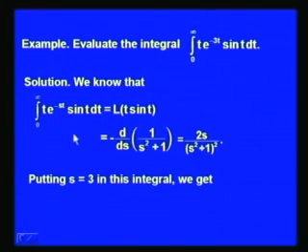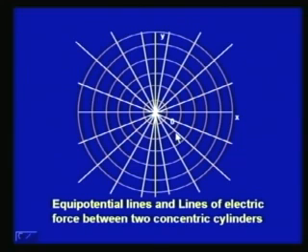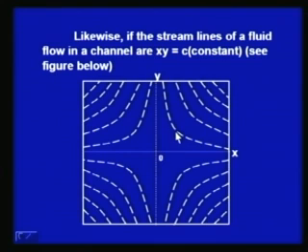Putting s equal to 3, we get the integral from 0 to infinity of t e to the power minus 3t sin t dt equal to 2 into 3 over (3 square plus 1) whole square, which is equal to 3 over 50.